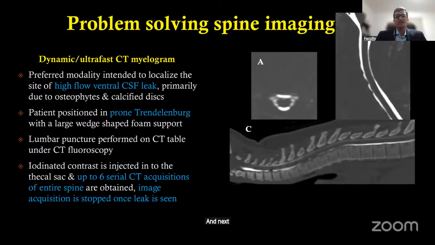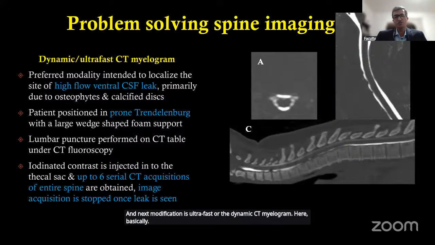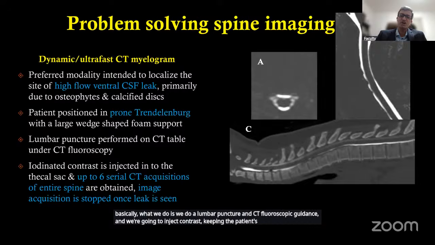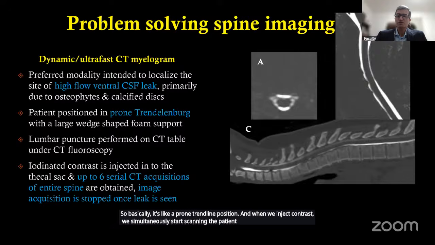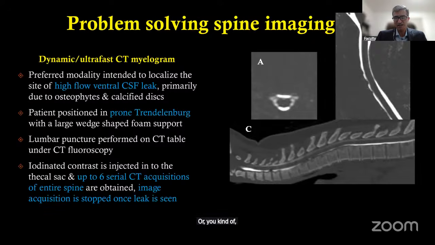And the next modification is the ultrafast or dynamic CT myelogram. Here, basically what we do is a lumbar puncture under CT fluoroscopic guidance, and we inject contrast, keeping the patient's hips raised above the level of the shoulders. So basically it's like a prone Trendelenburg position. When we inject contrast, we simultaneously start scanning the patient. We sweep from caudocranial and then sweep back craniocaudal. Usually they suggest you do this until you either reach a maximum of 6 sweeps or identify the leak.